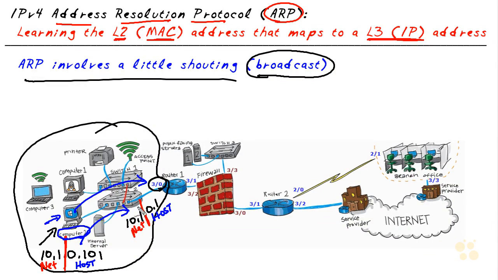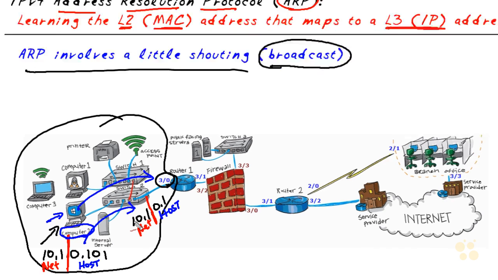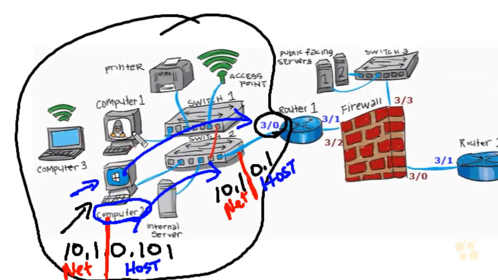So with the broadcast, everything on this local network here, the 10.1 network, would see and have to listen to that broadcast. That means computer 1 had to process it, the printer had to process it, the signal was sent out to the wireless access point, which in turn was also received by a computer on that wireless network. This internal server had to see it, and the router had to see it.